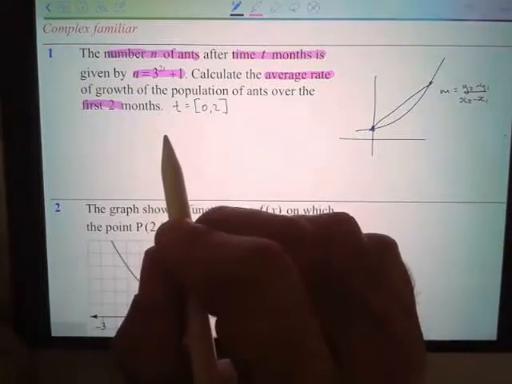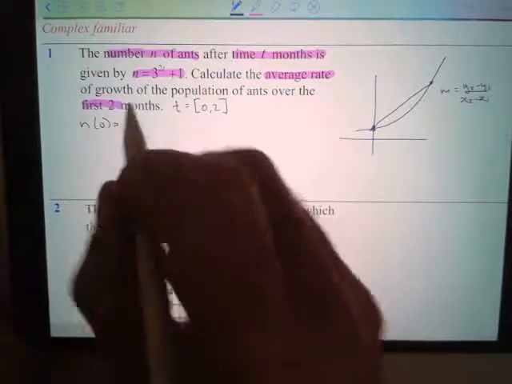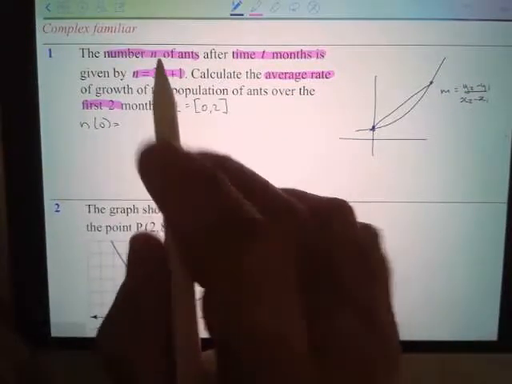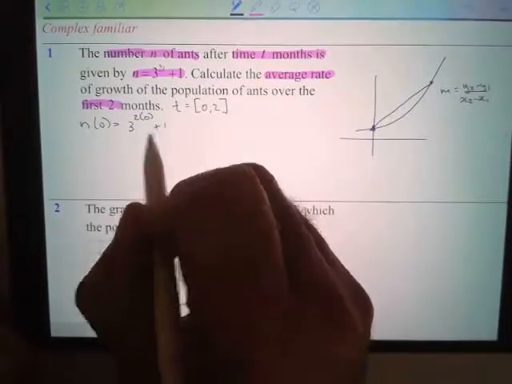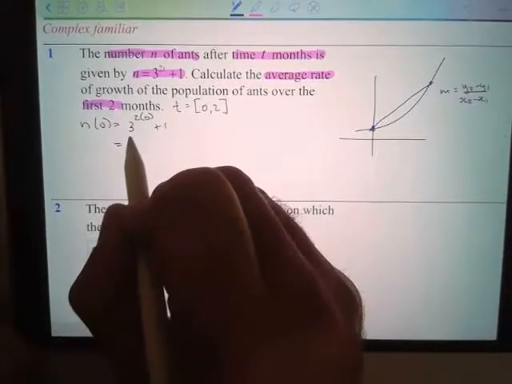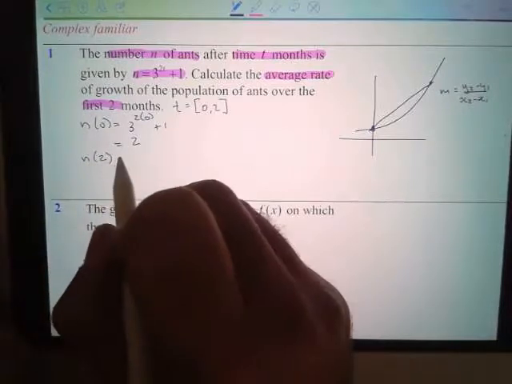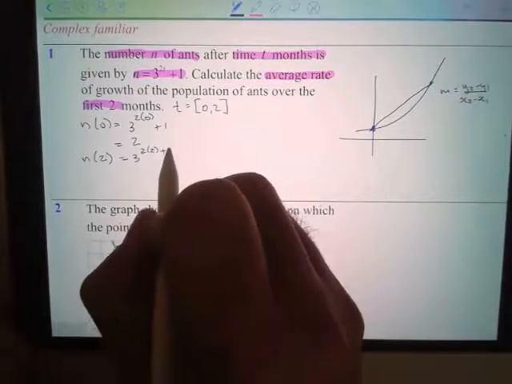So what I'm going to do is say n at 0 equals, and wherever there's a t, I'm now going to put in a 0. So it's going to be 3 to the power 2 times 0 plus 1. 2 times 0 is 0, 3 to the power 0 is 1, 1 plus 1 is 2. And then when t equals 2, I will have 2 times 2 plus 1.